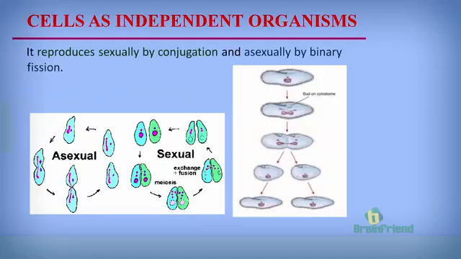A Paramecium also reproduces, just like every living organism. And it does this asexually and sexually. It does this by conjugation, that's a form of sexual reproduction, and also by binary fission, as we saw in the case of the amoeba, a form of asexual reproduction.